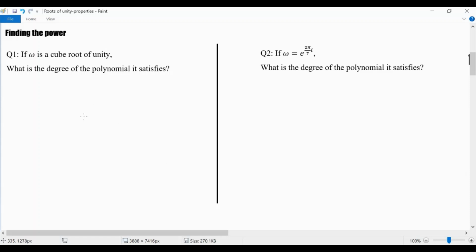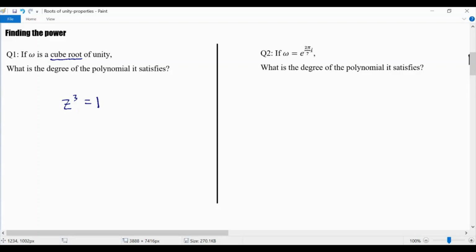So the first one is, if omega is a cube root of unity, the key bit being the terms of words there, what is the degree of the polynomial it satisfies? Key things there is what it says in words. Cube root, well, that's implied we're talking about power of 3. So therefore, if omega is a cube root of unity and it's a solution to a polynomial, that's implying the polynomial is z to the power of 3 equals 1.